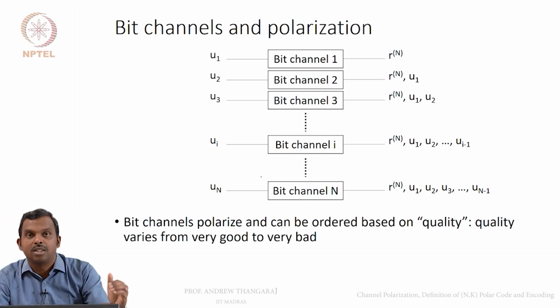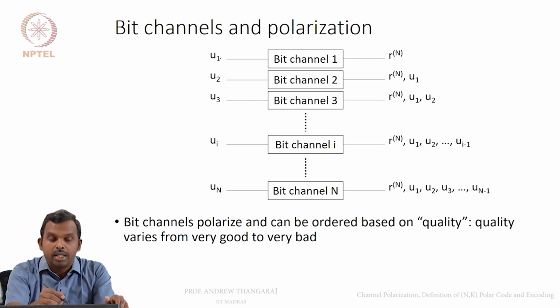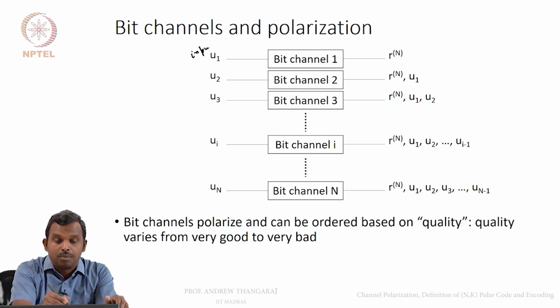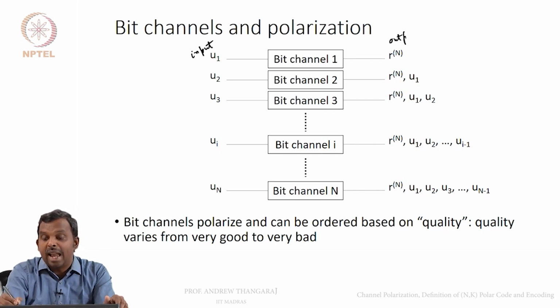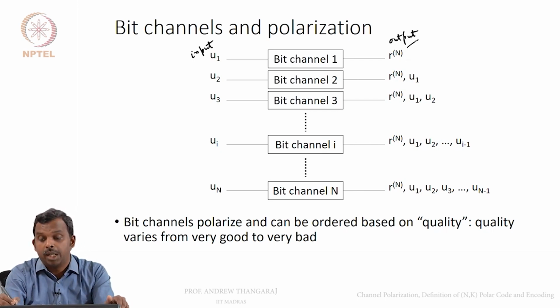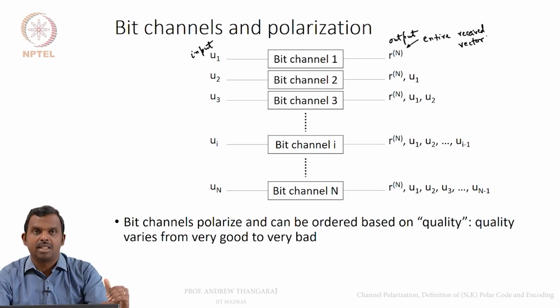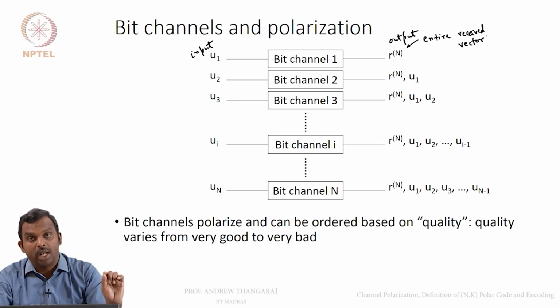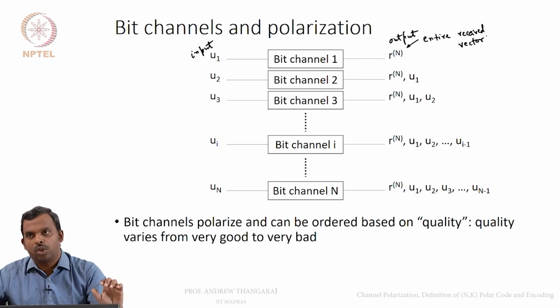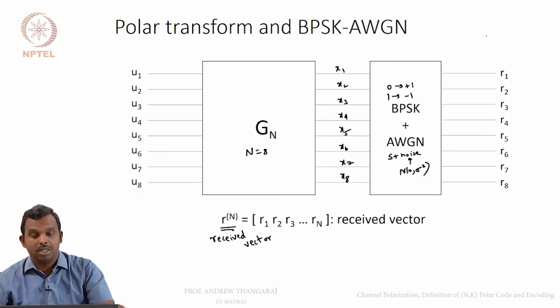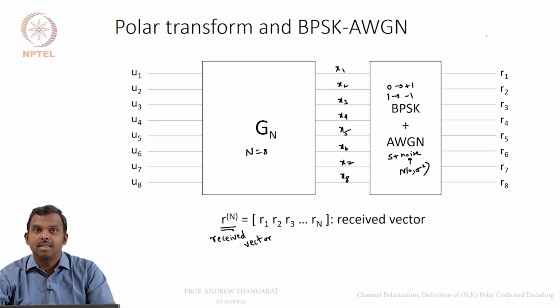And the first bit channel is defined as follows. You have U1 going in, this is the input to the first bit channel, and the output is the entire received vector Rn. Okay, remember once again, the entire received vector. This is the first split bit channel. This is just a definition at this point. Okay, I am defining the first bit channel to have U1 as the input and the entire received vector as the output. Okay. So I'm reordering or viewing the previous channel. So in the previous picture we had this kind of a picture. I am seeing this in a different way.